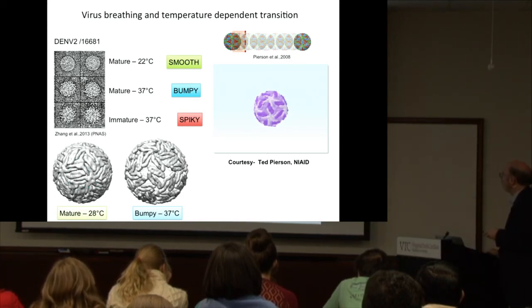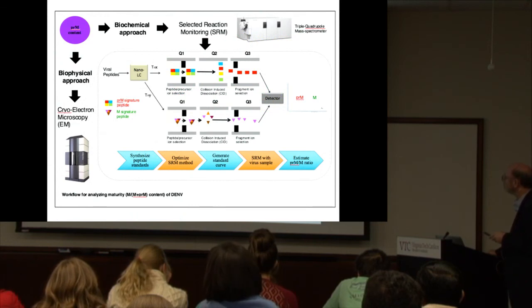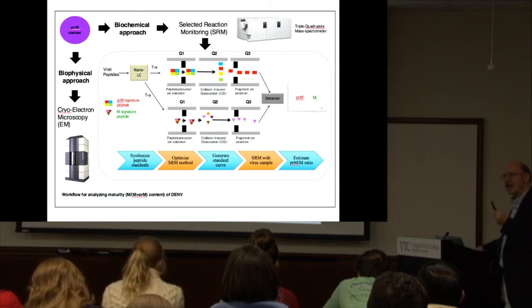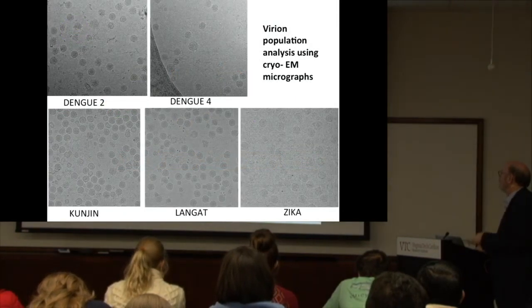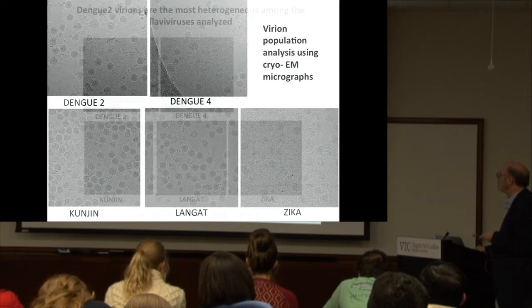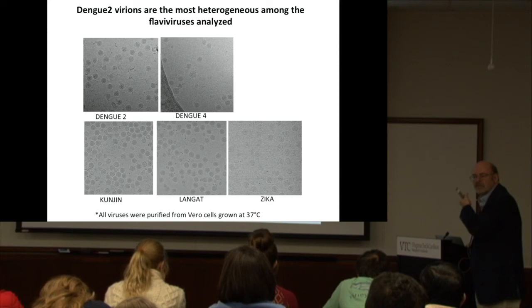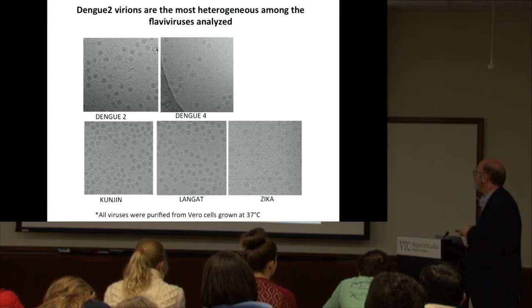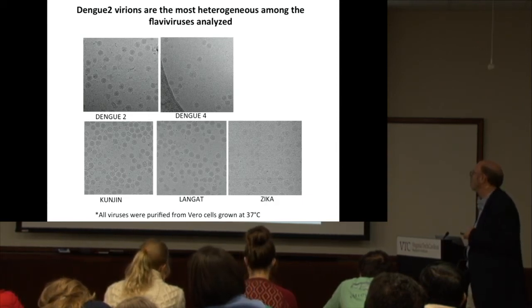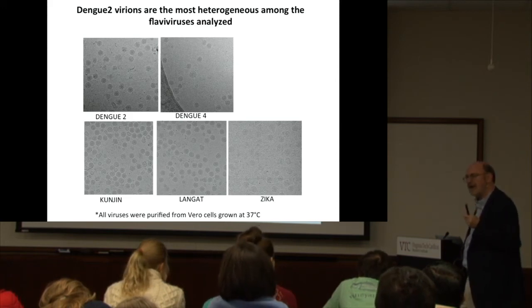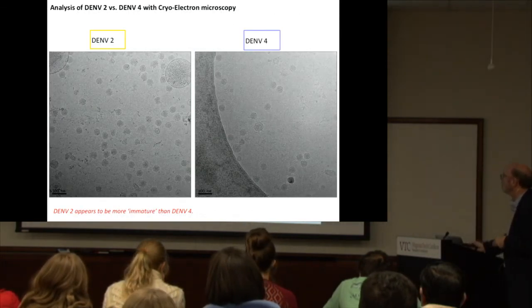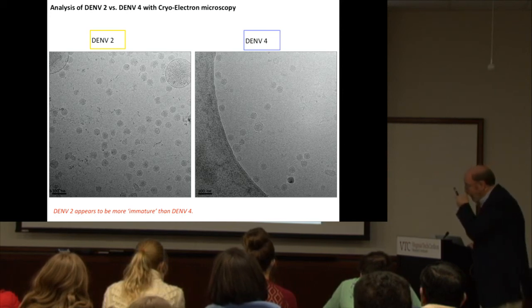And this certainly complicates our understanding of the structure. We've been using both cryo-electron microscopy as well as we've developed a method for quantitatively measuring the amount of cleaved PRM on virus particles. And we've been looking at a variety of different flaviviruses. It turns out that dengue 2, which is the one that we've studied from the get-go, turns out to be the most heterogeneous of the flaviviruses. But I will tell you that even Zika virus, there's significant heterogeneity. So even though those virus particles look smooth, we now know that they do have significant amounts of uncleaved PRM in the virus particle.